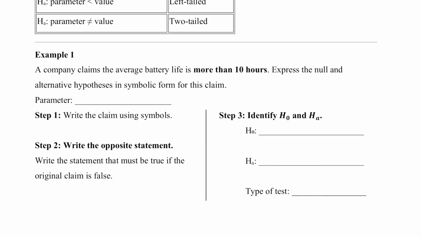Example 1. A company claims the average battery life is more than 10 hours. Express the null and alternative hypothesis in symbolic form for this claim. So we want to find H0 and HA. But first, we need to identify the parameter. The claim is about the average. So the population parameter is the population mean, which is mu.